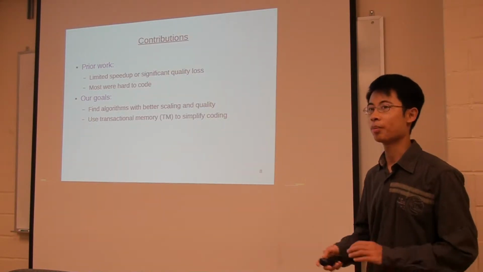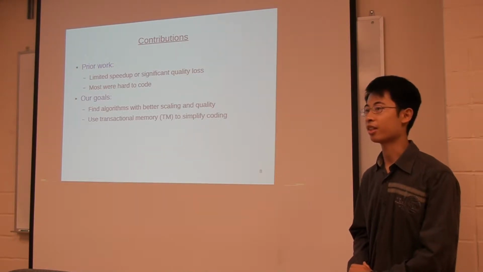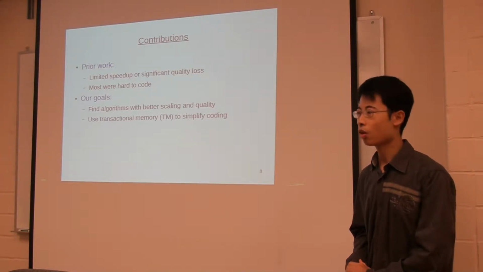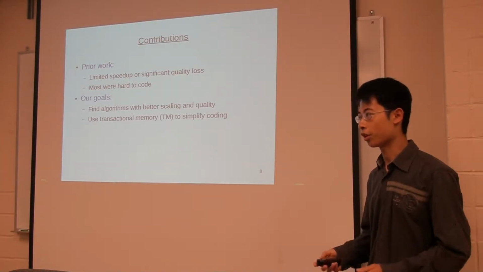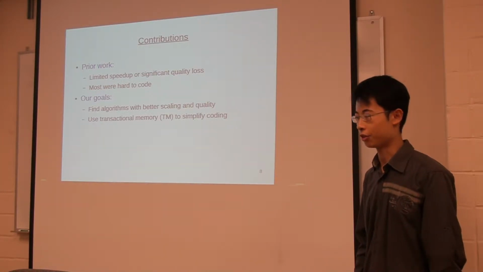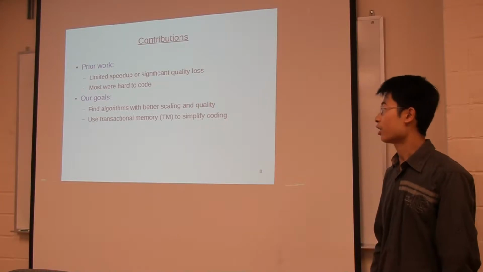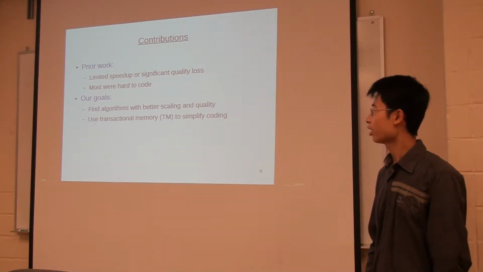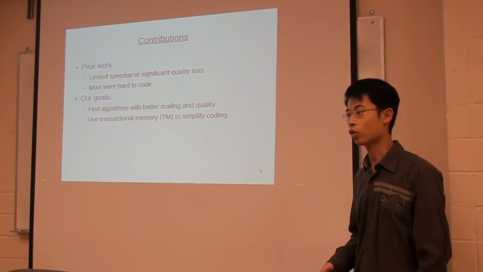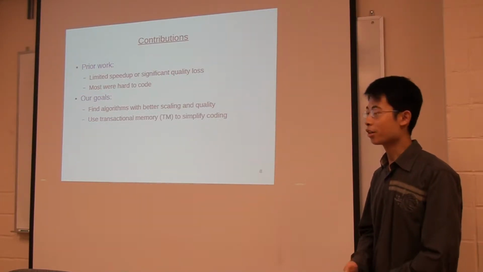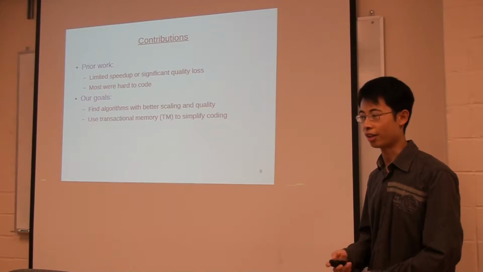Now, what's common about the prior work is that they either have limited speedup or they have significant quality loss. And most of them took a substantial amount of effort to code. So the question is, can we do better? What we want to do is find algorithms with better scaling and quality, and try to use transactional memory to simplify the coding effort.